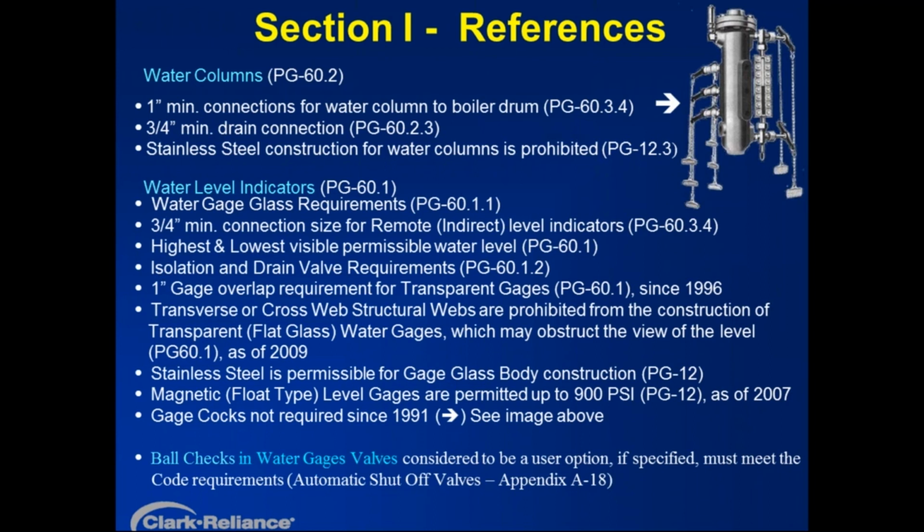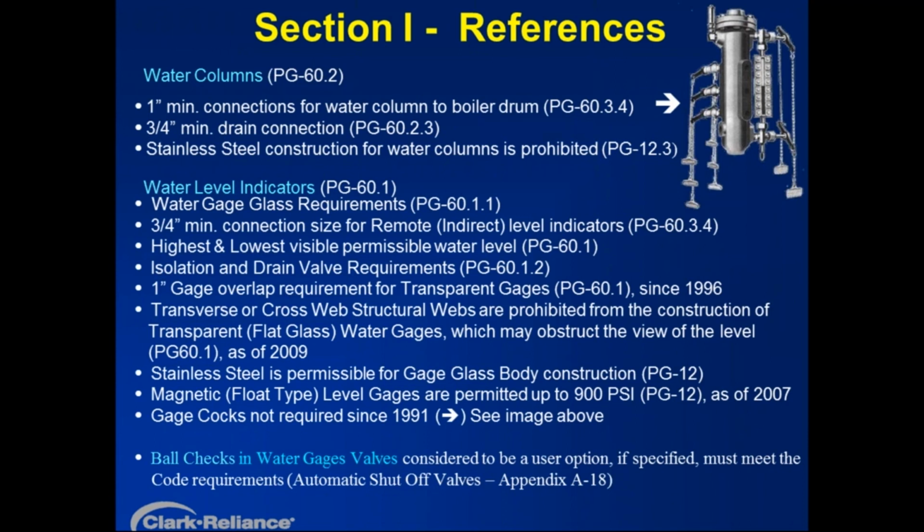Prior to 1991, you were required to have 2 gauge glasses or a gauge glass and a set of those 3 tricocks, and it's been reduced down to simply 1 gauge glass up to 400 PSI. The last comment there is regarding safety ball checks in the water gauge valves, and they are considered to be a code option, not a requirement, and that's covered in the appendix of non-mandatory items at the end of section 1.